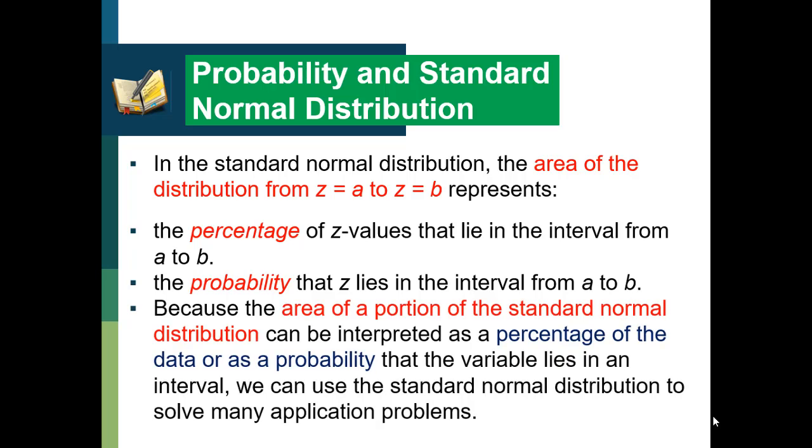We can also use area to find probability aside from percentage. Because the area of a portion of the standard normal distribution can be interpreted as a percentage of the data or as a probability that the variable lies in an interval, we can use the standard normal distribution to solve many application problems. One of these is probability. Let's try.